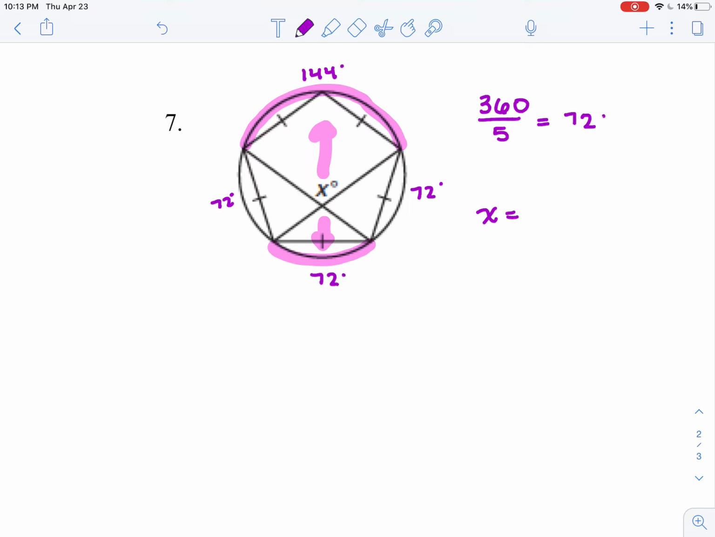So an angle created inside of the circle by 2 secants equals the 2 opposite arcs added together divided by 2. 72 and 144 is 216 divided by 2 makes x 108.